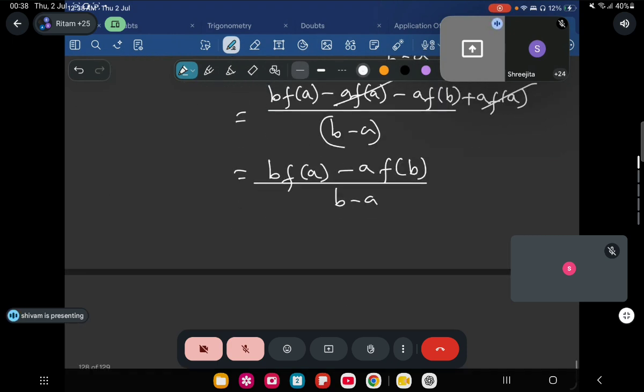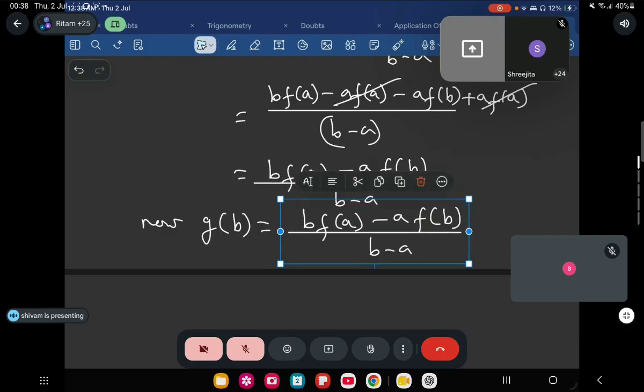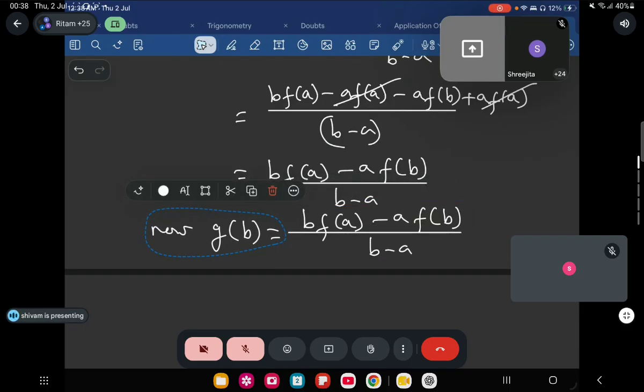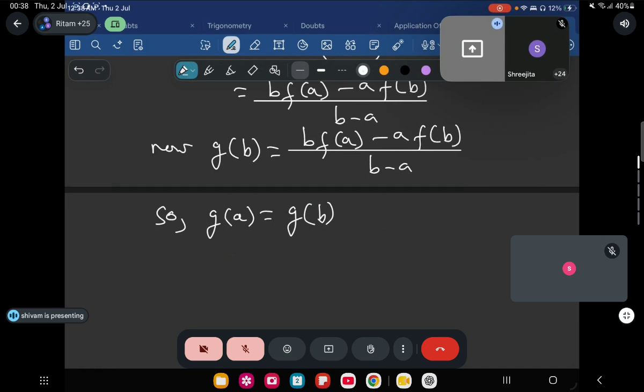Next, let us find out what is g of b. Everyone, if you find out g of b, trust me, you will get the same thing. But still, if you want me to find it, I'll find it out. But I hope you people are capable of finding this. G of b will also be the same thing. Now see, everyone, g of a is equal to g of b, and g is continuous and differentiable.